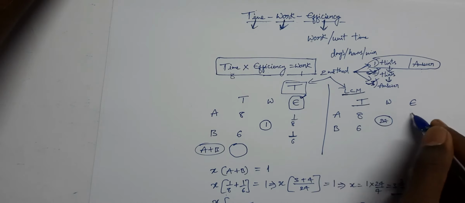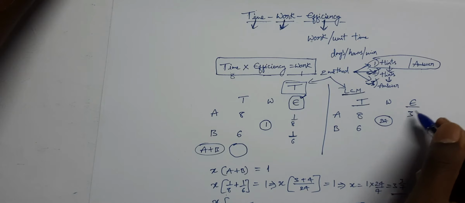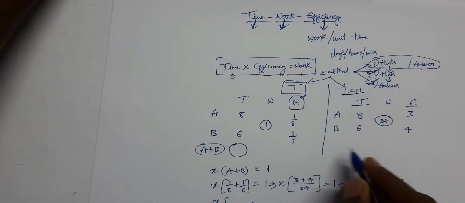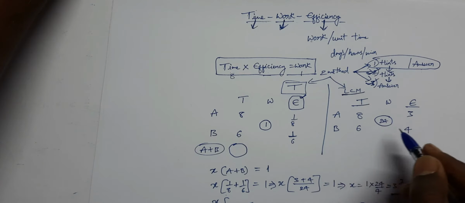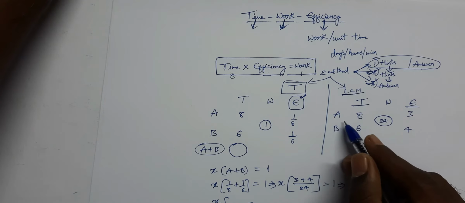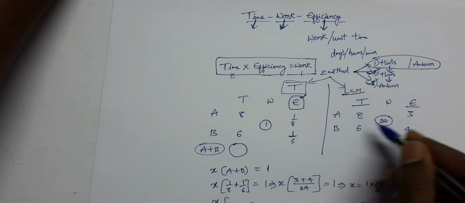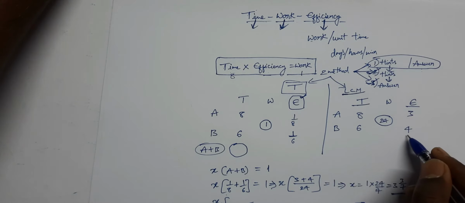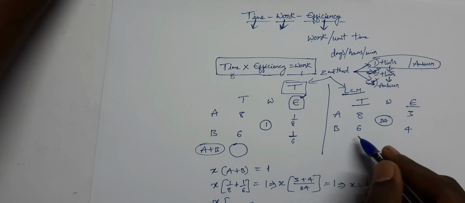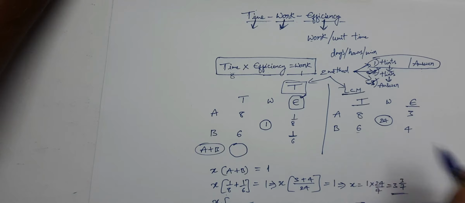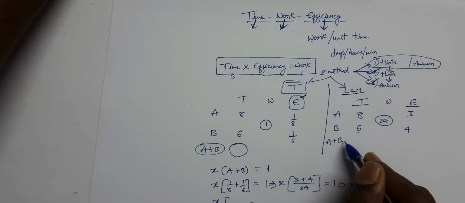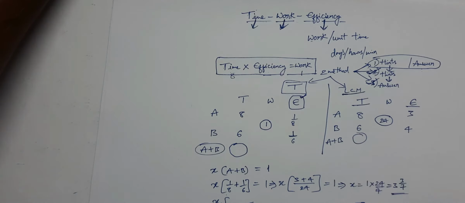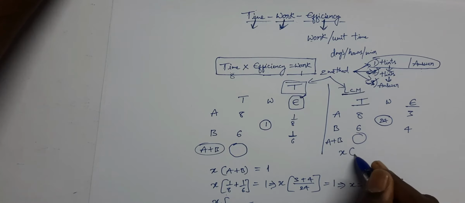8 3s are 24, so I have written 3 here. 6 4s are 24, so I have written 4 here. So what we have to understand here is, A can complete the work of 24 units in 8 days as 3 units per day. B can complete 4 units per day, so that B can complete the whole work of 24 units in 6 days. Now the question is same: how many days can they complete the whole work? Now again the same equation.